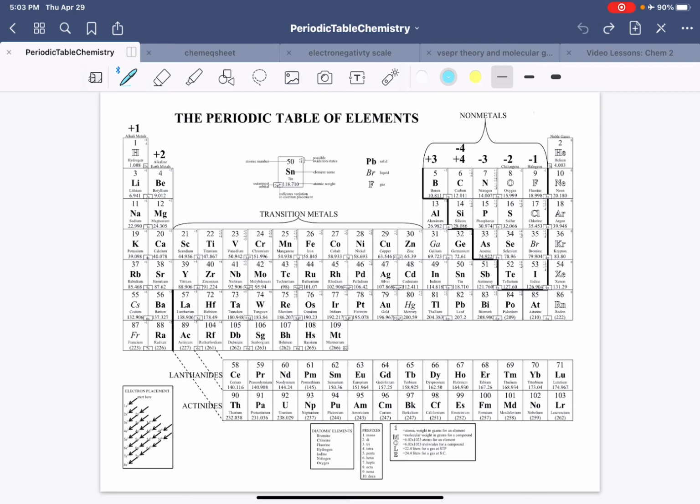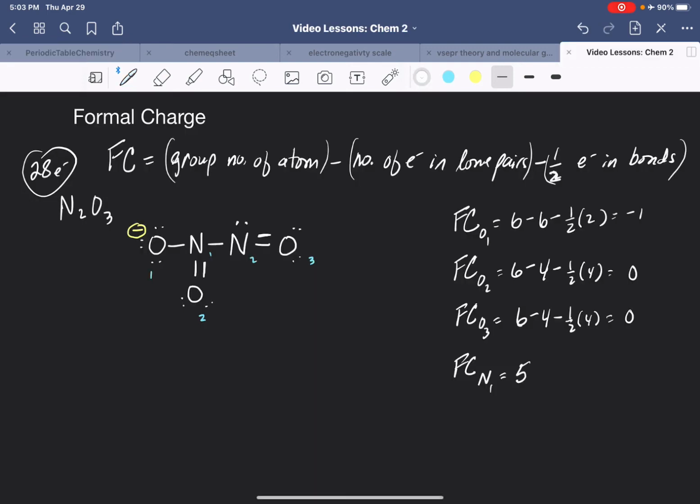Group 5. So that's 5 minus the number of electrons in lone pairs. We see absolutely none on that one. So minus 1/2 the number of electrons that are in bonds. That's 2, 4, 6, 8, right? So half of 8 is 4. So the 5 minus 4 is the positive 1. And so we see here on this nitrogen that is a positive charge.